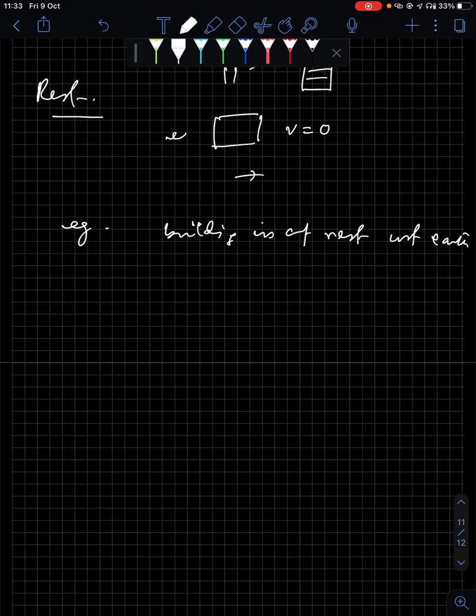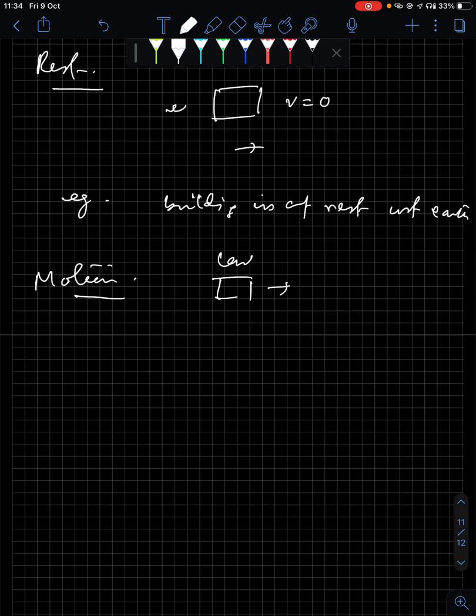So next comes motion. How do you define motion? You call a body to be in motion if it changes its position with respect to its surrounding with the progress of time. Now you have a car, and it is moving in a certain direction.